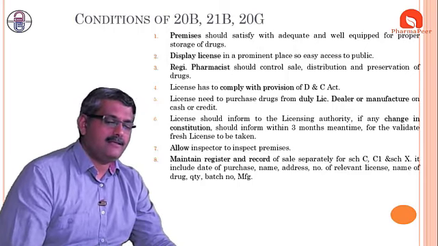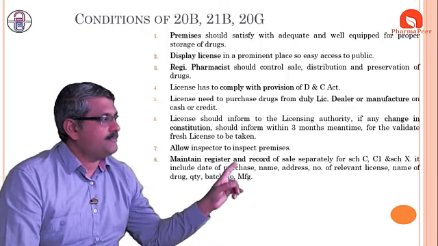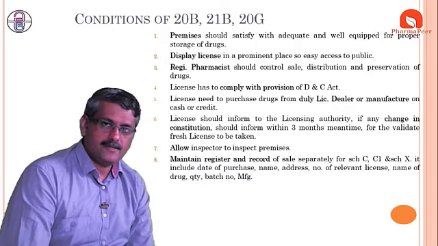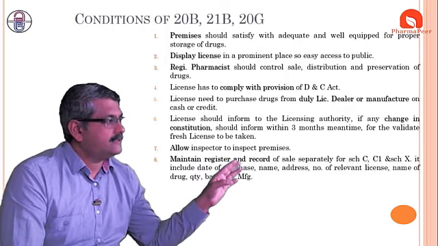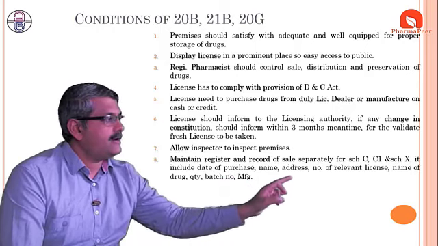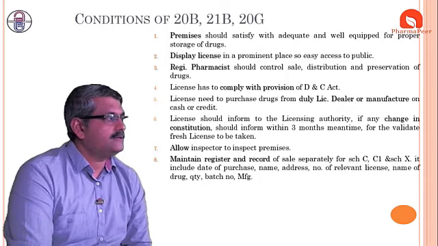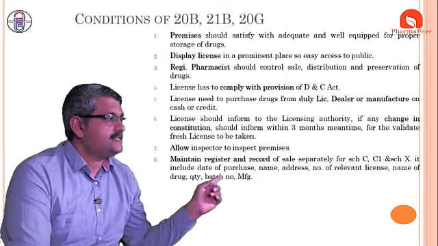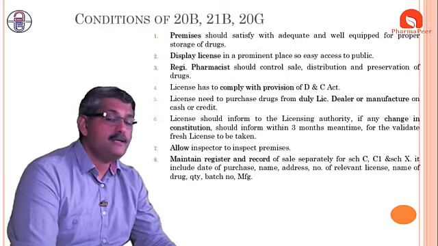In addition to that, here they have mentioned that a separate register should be maintained for the sale of schedule C and C1 and schedule X drugs. In that register, we need to maintain the date of purchase, name, address, number of the relevant license, name of the drug, quantity, batch number and manufacturer. So this is some additional information we maintain separately for schedule C and C1 and schedule X drugs.